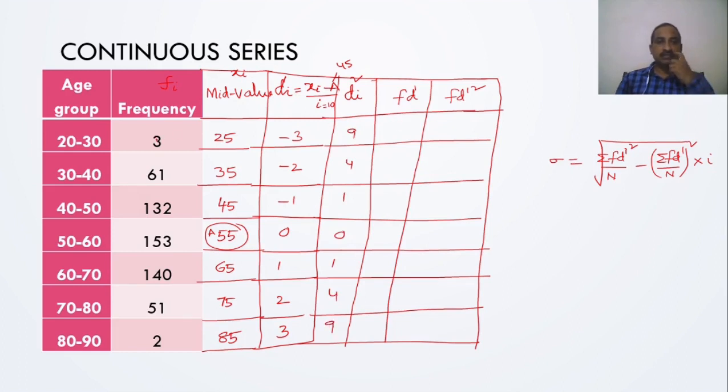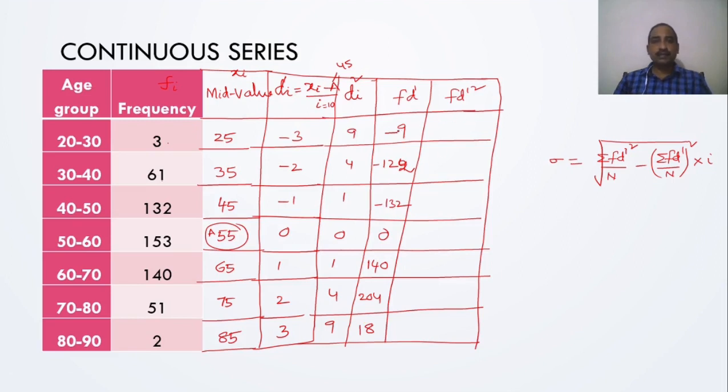Fd dash is nothing but the f value times the d dash value. So 3 into minus 3 is minus 9, 61 into minus 2 is minus 122, next one is minus 132, then 0, 1 into 140 is 140, 4 into 51 is 204, and 9 into 2 is 18, right? So this is the fd dash value.